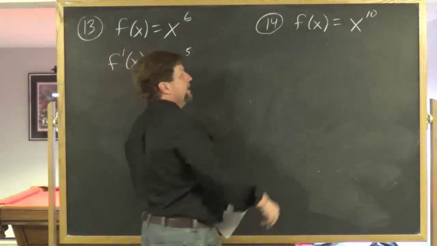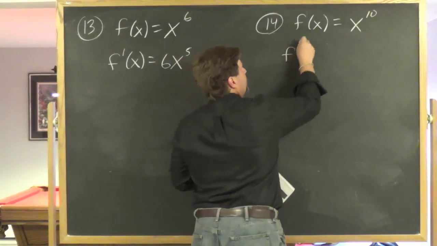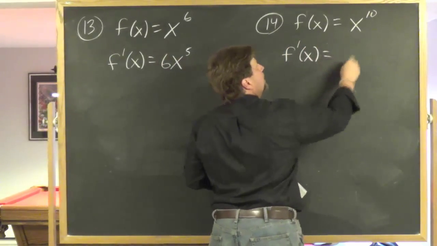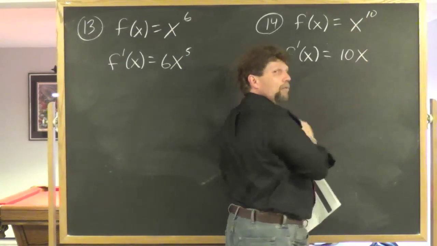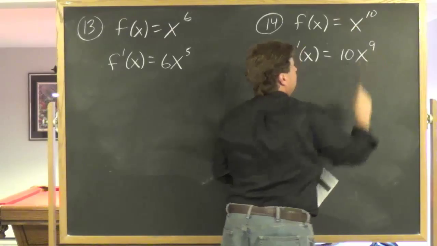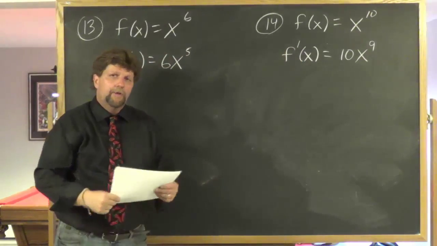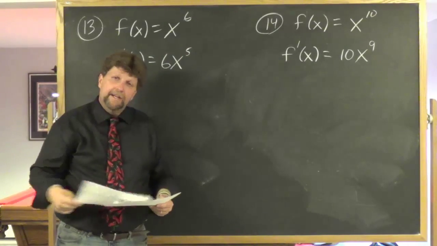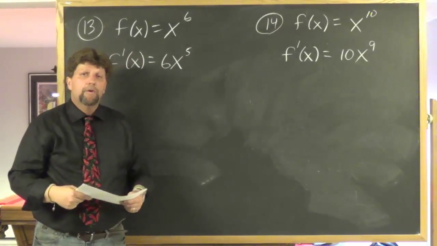In number 14, again, we're going to use the power rule. So the derivative, see the 10 comes out front, so that gives me 10x. Subtract 1 from the exponent, 9. That's the derivative for 14. So I hope you got numbers 13 and 14 correct. And that's a look at the power rule.